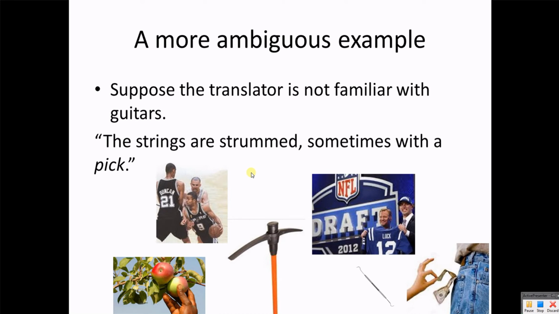So a more ambiguous example would be, suppose the translator is not familiar with guitars and we have the sentence, the strings are strummed and sometimes with a pick. Well, what kind of pick is that? We see a whole bunch of different examples here. There's a basketball pick, to pick an apple, a pick that you would use with rocks, a draft pick, or somebody could pick your pocket. In this case, it's none of those things.